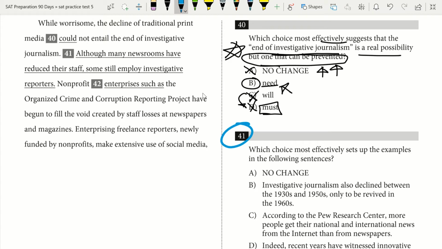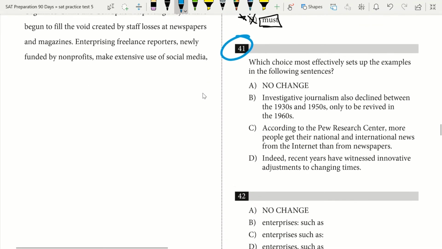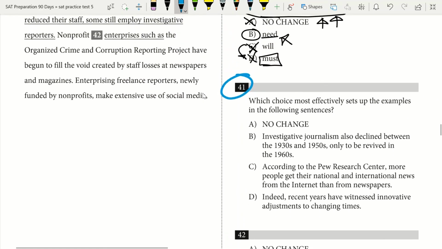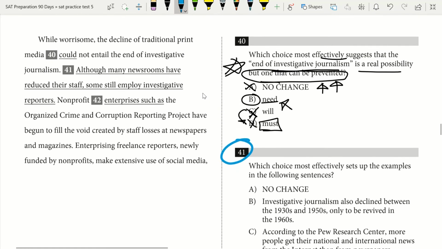So I'm going to give you my advice on how to approach that as someone who has scored perfectly on the SAT writing section on 2 SATs back to back. And then 42 deals with such as and when to have punctuation around it. So I will also address that in today's video. So with that, let's go ahead and get started.